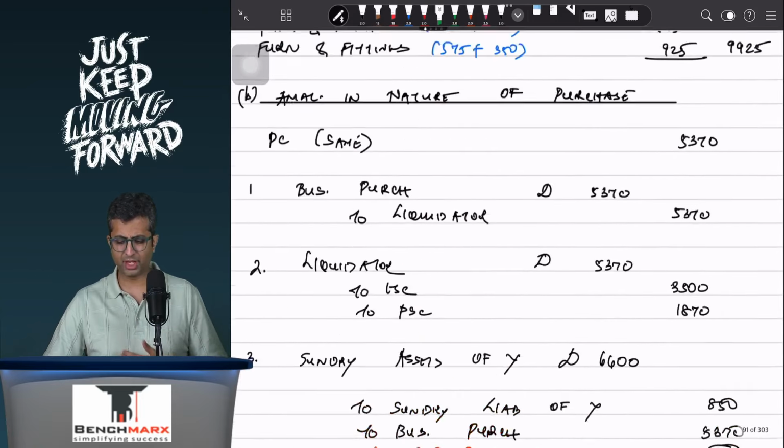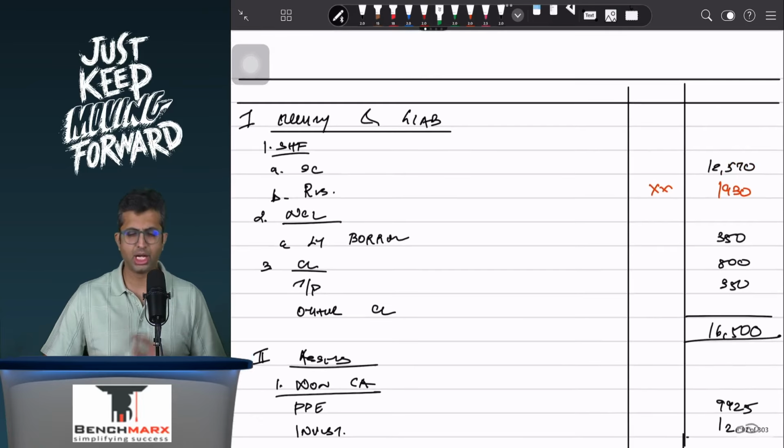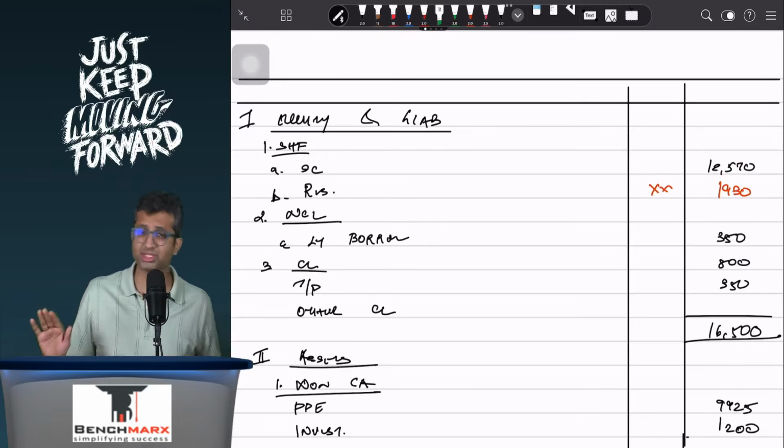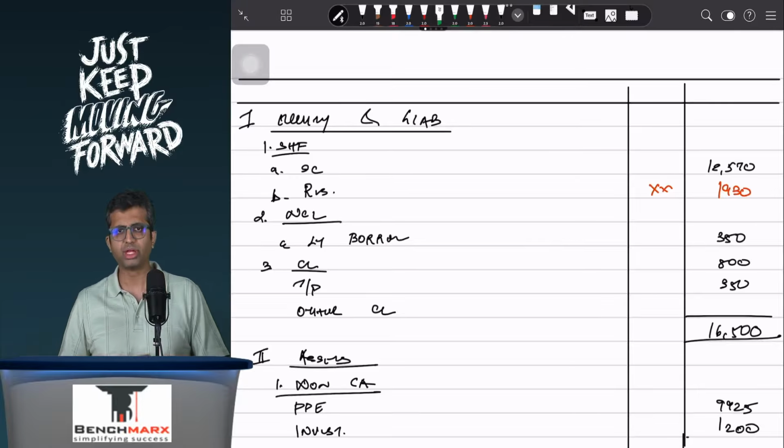Okay, now if I look at amalgamation in nature of purchase, again my PC will remain the same, 5370. However, when I take over net assets, business purchase account debit to liquidator 5370, liquidator account debit to equity share capital to preference share capital remains the same. But when I take over the net assets, I'll ideally take it over at fair values, but fair values are not given, so we'll have the same values.